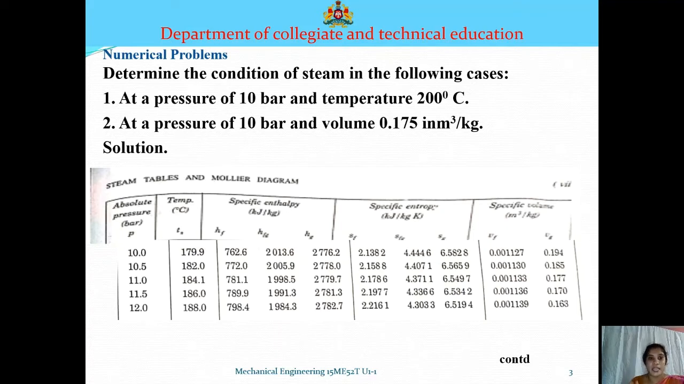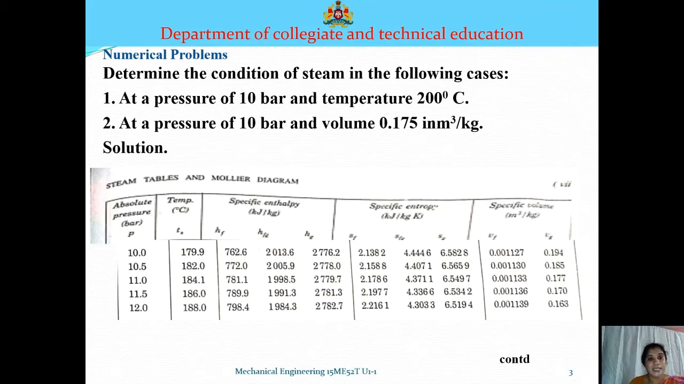They have asked us to find out the condition of steam in two cases. Which is the first case? What they have given is a pressure of 10 bar and temperature 200 degrees Celsius. So when the pressure is 10 bar and the temperature is 200 degrees Celsius, tell me whether the steam will be wet, dry or superheated. That is what they have asked. So you have to find out the condition of the steam, whether it is wet, dry or superheated. By solving the problem, we can conclude it.